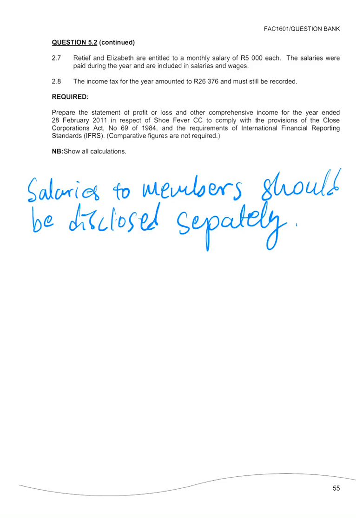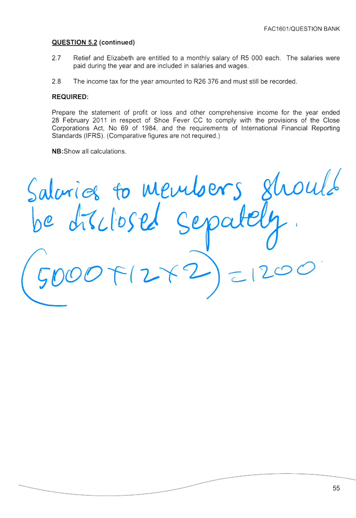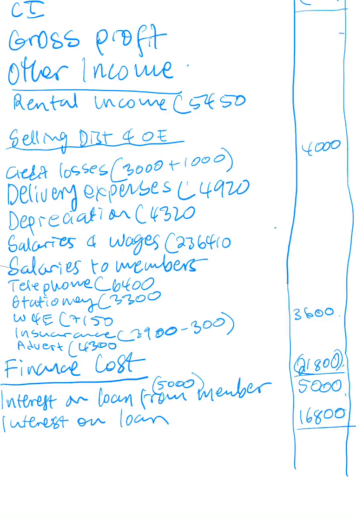So they are getting a monthly salary of 5,000 each times 12 times 2. They are 2. So it's 5,000 times 12 times 2. You get a total of 120,000. So the 120 we will take from the salaries, minus 120. Then we put 120 to the members. Salaries to members 120.